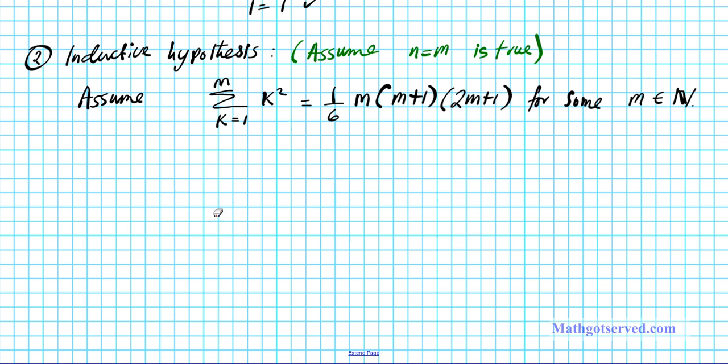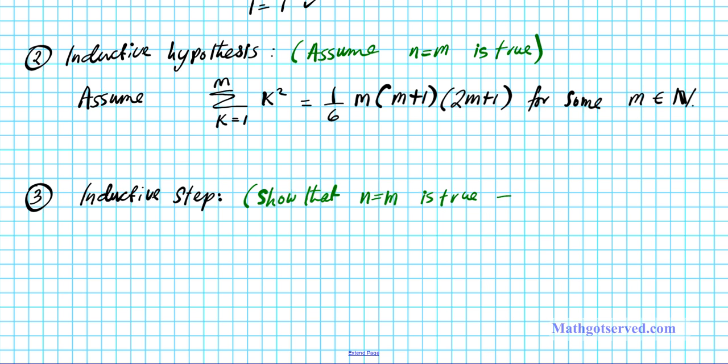Now, part 3 is our inductive step. For our inductive step, we want to show that if n equals m is true, that implies that n equals m plus 1 is also true. All right? So by mathematical induction, we have this pattern repeating like a domino for all natural numbers.